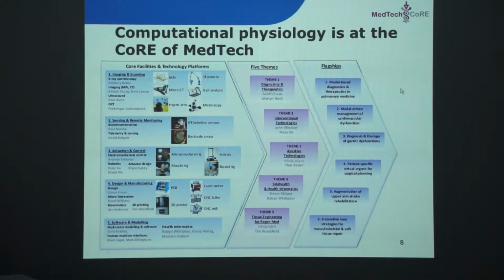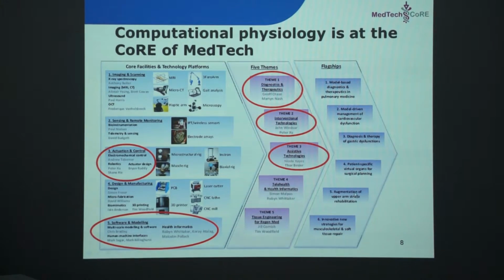And so with the MedTech core, this is what the original proposal looked like. So the MedTech core has effectively 5 themes that you probably know some of the names on this list. There are 6 flagship projects, and they're loosely associated with the themes. I think the first theme has a couple of flagships, and then maybe the others have 1 flagship project each. There's also a bunch of technology platforms, so around imaging, around sensing, around actuation, around software and manufacture. So there's a whole bunch of infrastructure that we use in terms of the measurements that we would like to make. But computational physiology really appears in a whole bunch of these places.